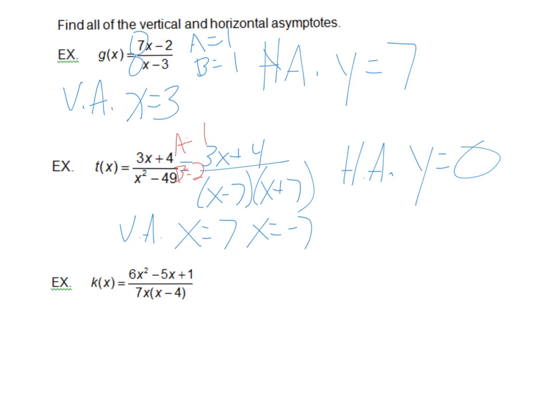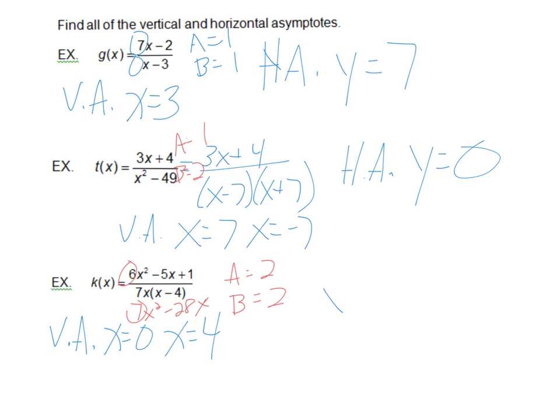For the last one, the bottom is already factored. For the 7x, the vertical asymptote would be at x equals 0, and then the x minus 4 set equal to 0, x equals 4. But the horizontal, you want to use the unfactored form. So if you think about the bottom being multiplied back together, that would be 7x squared minus 28x. So the degree of the top is 2, degree of the bottom is also 2. So the horizontal will be leading coefficient over leading coefficient, y equals 6 over 7 for the horizontal.